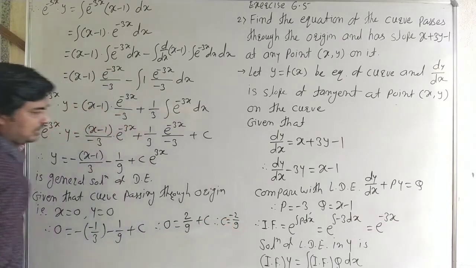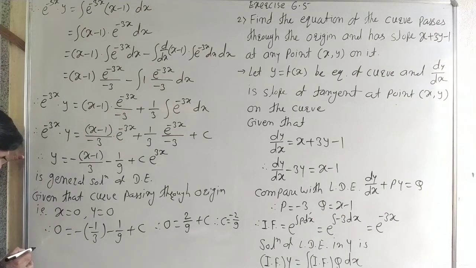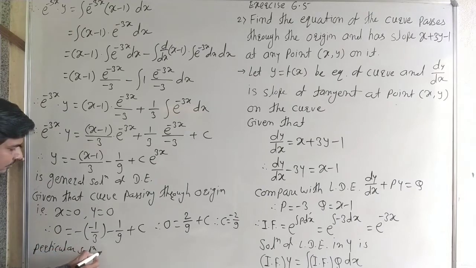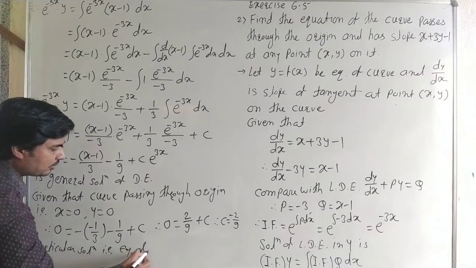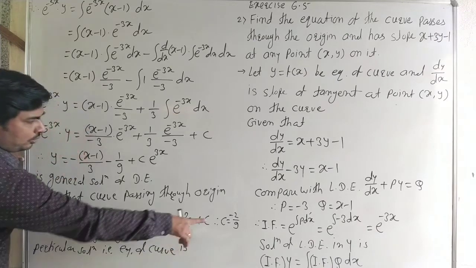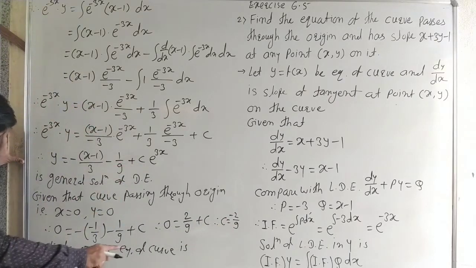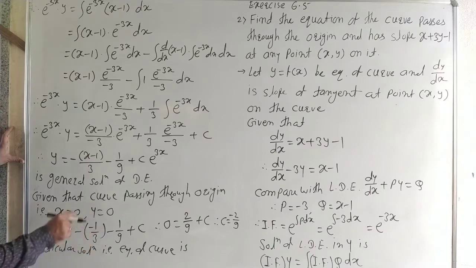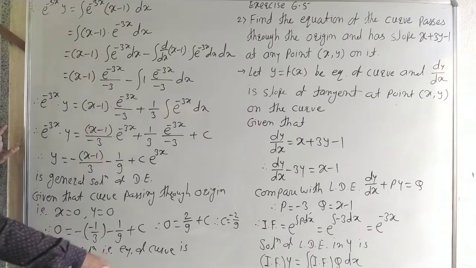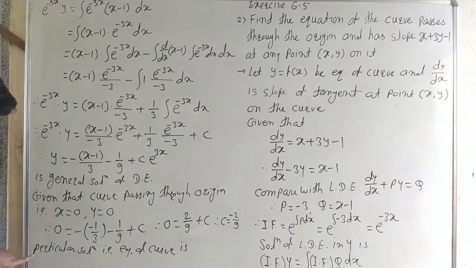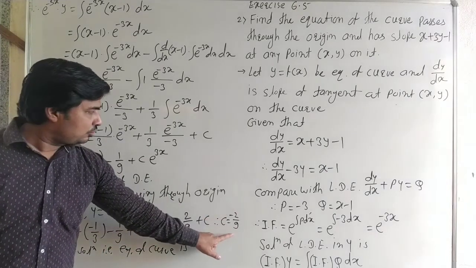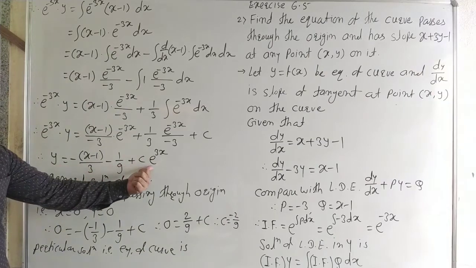minus 2 by 9. It is the value of c, and therefore the equation of curve, the particular solution. Particular solution, that is the equation of curve, is: put the value of c is equal to minus 2 by 9 in this. Here it is our last answer, that is the equation of curve. See carefully, you can write the last answer in this. Here c is equal to minus 2 by 9, put the value of c is equal to minus 2 by 9 in the general solution.